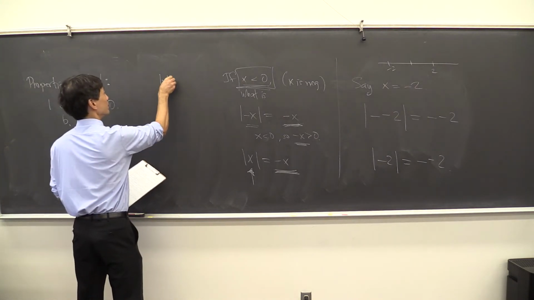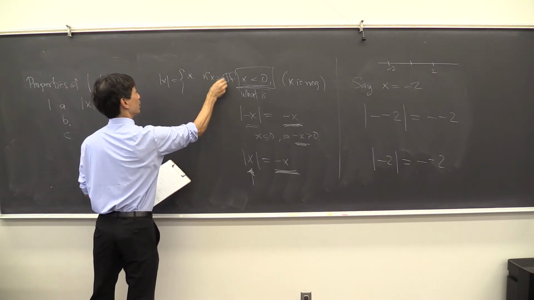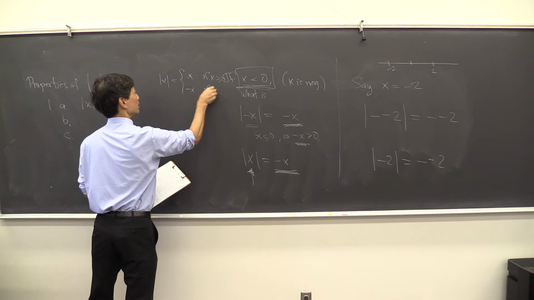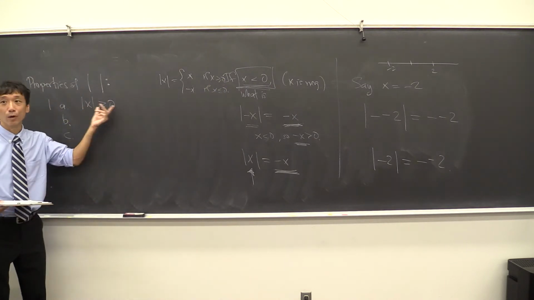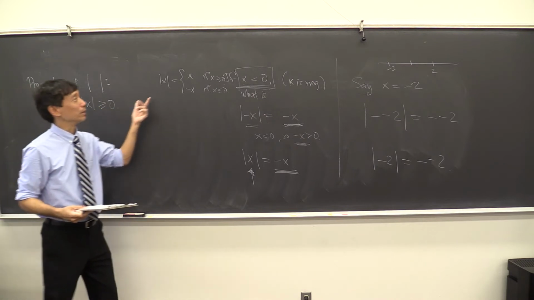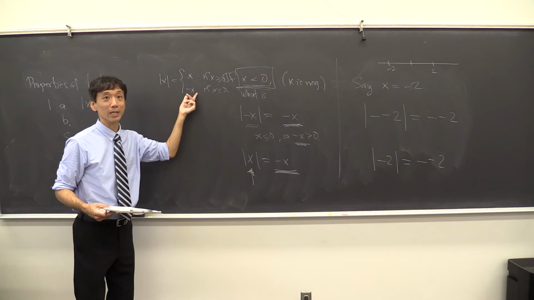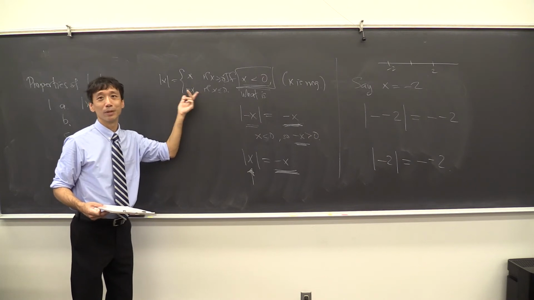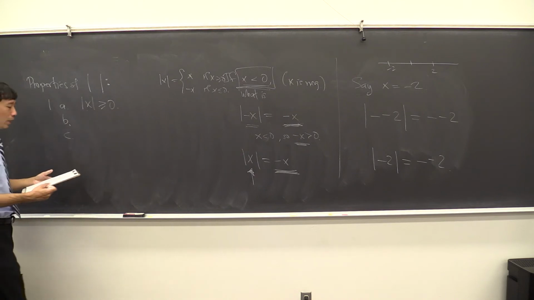Remember, the absolute value of something is going to be that something if x is positive, and it's going to be the negative of that something if x is negative. So you can see that the absolute value is always going to be a positive number. If it's positive, it stays positive. If it's negative, it's going to be negative that negative, which is positive. So absolute value is always a non-negative number.